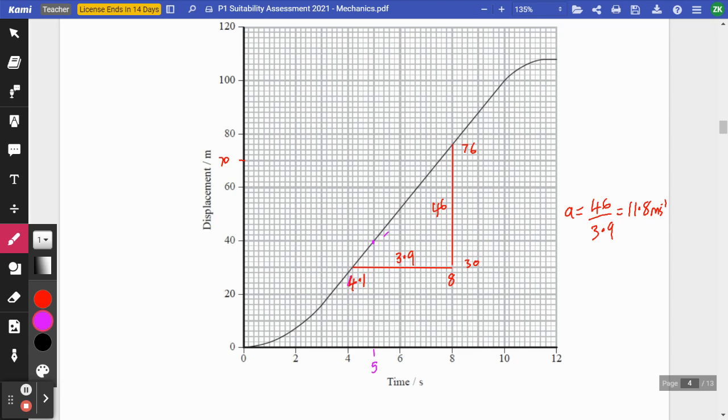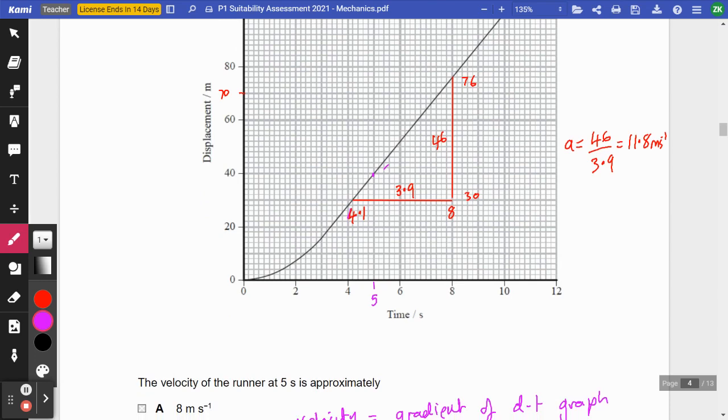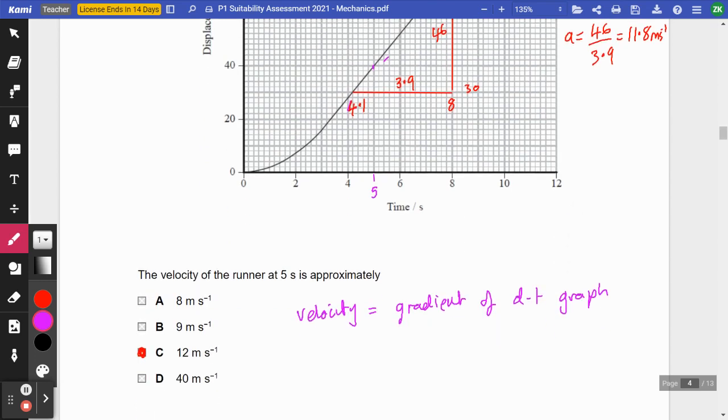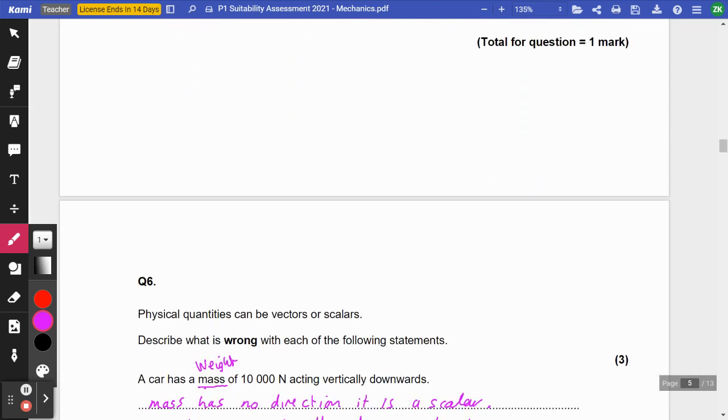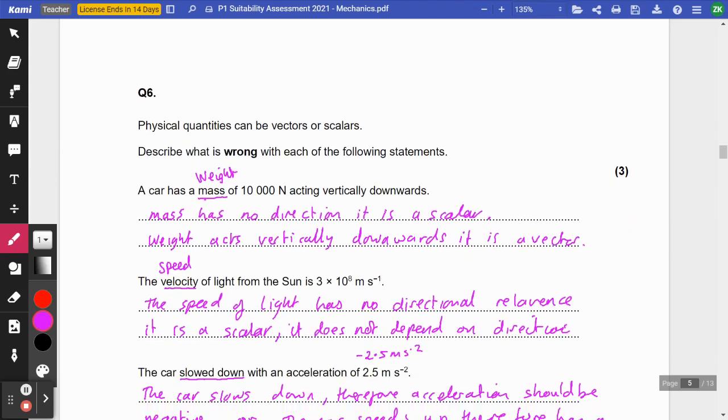So then here I've got 46 as my rise, 3.9 as my run. You might have something different. Roughly, and it says approximately in the question, so it's roughly around about 12 meters per second as I do the rise over the run. And that there is my velocity. Remember, it's the gradient of a displacement time graph, not picking any value off the graph and then dividing displacement over time.